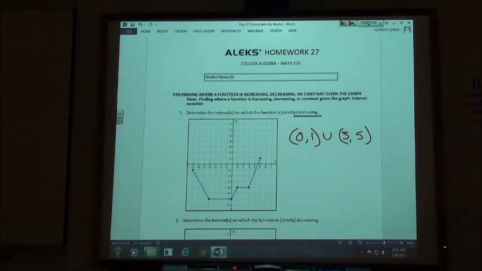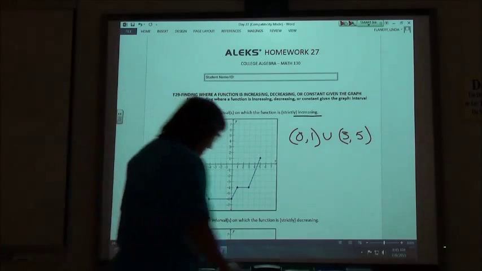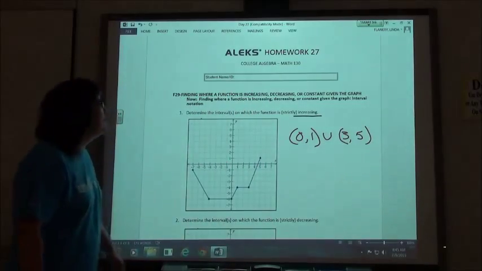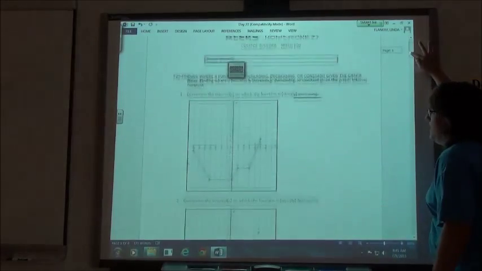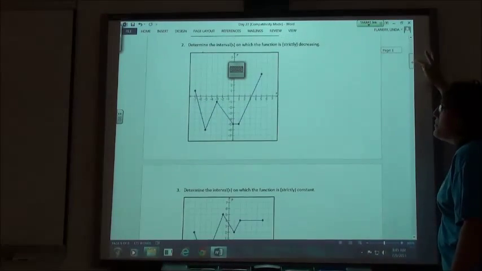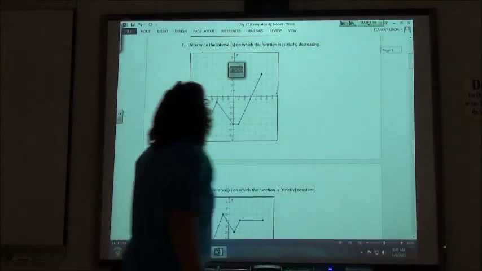Some people say, well, the endpoint can't increase or decrease, so they just use a parenthesis. So that's what we do. So it would look something sort of like that. Alex will take it either way. If you put the bracket there, it'll still count it right.